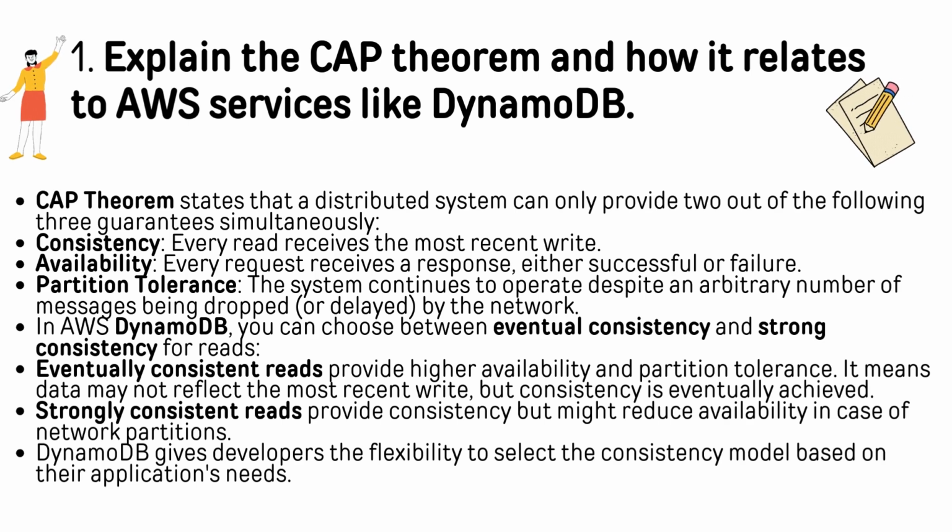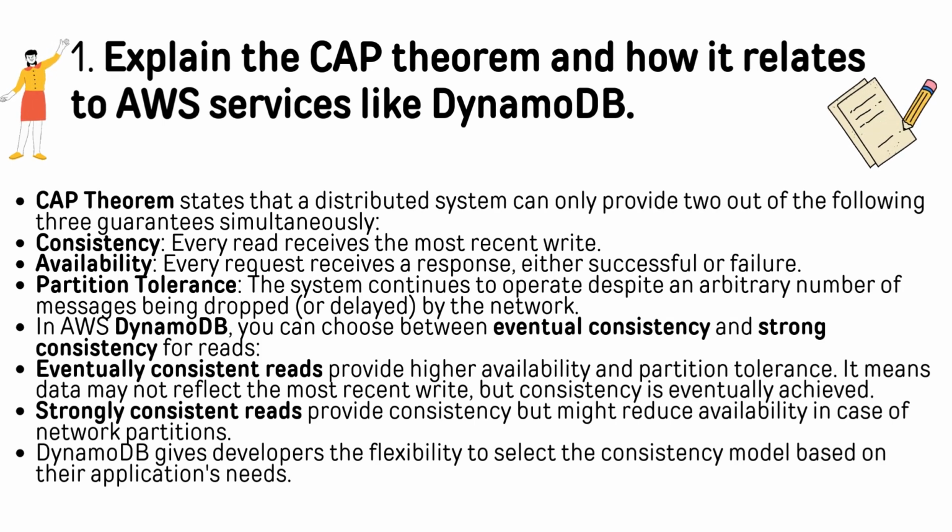1. Explain the CAP theorem and how it relates to AWS services like DynamoDB. CAP theorem states that a distributed system can only provide two out of the following three guarantees simultaneously. Consistency: every read receives the most recent write. Availability: every request receives a response, either successful or failure. Partition tolerance: the system continues to operate despite an arbitrary number of messages being dropped or delayed by the network.